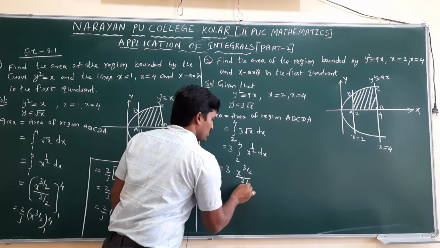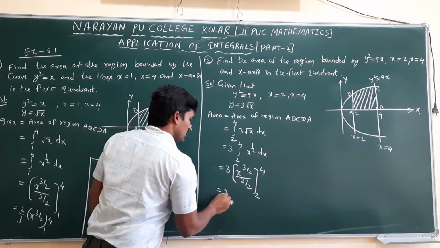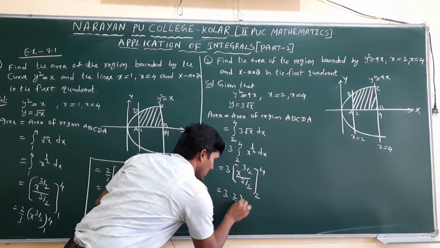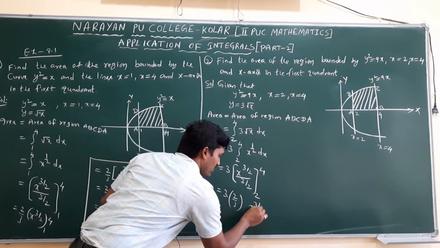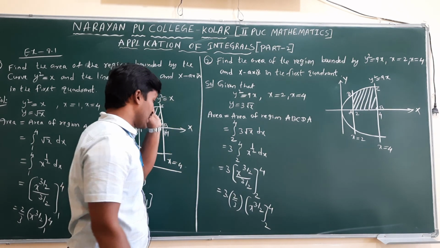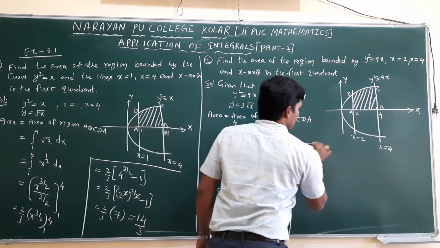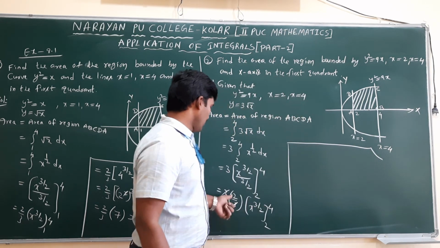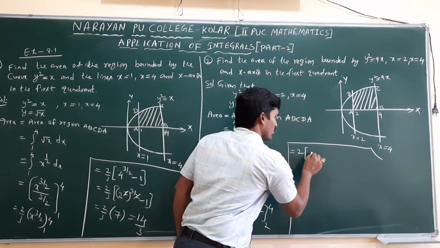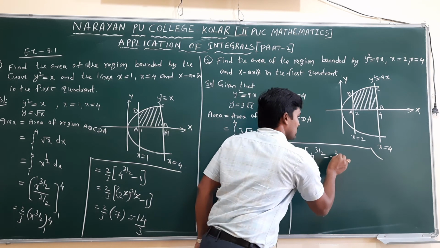What will you get? x power 3 by 2 by 3 by 2, from 2 to 4. 3 into 3 by 2 becomes reverse: 2 by 3 into x power 3 by 2, from 2 to 4. Here the 3 gets cancelled. Remaining only 2 into, substitute the upper limit 4: 4 power 3 by 2 minus 2 power 3 by 2.